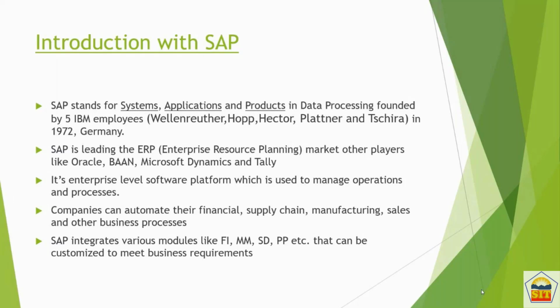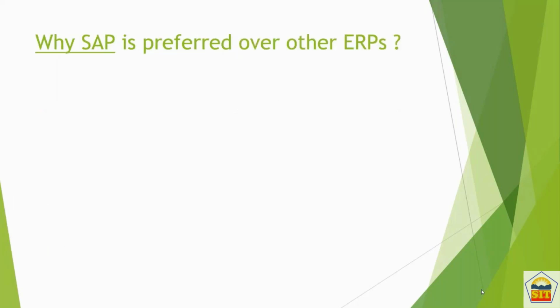SAP integrates various modules, so we have integration. When I'm saying integration, it means we have linkage along various modules available in SAP. We have finance: FI stands for finance, MM for inventory, SD for sales, and PP for production. There are so many modules available, and the information can be linked from one module to another. That can also be customized to meet the customer or client requirement. So this was a brief about SAP.